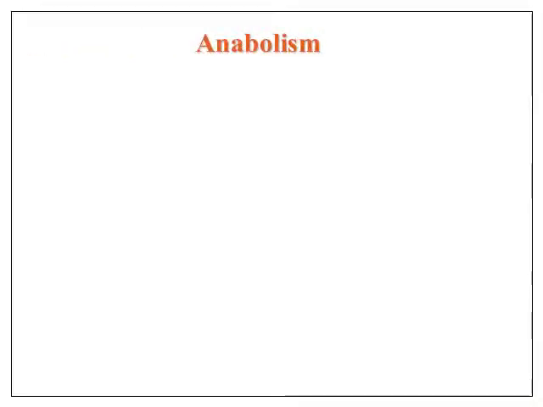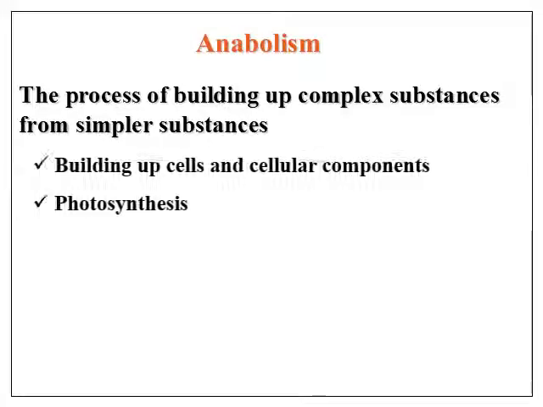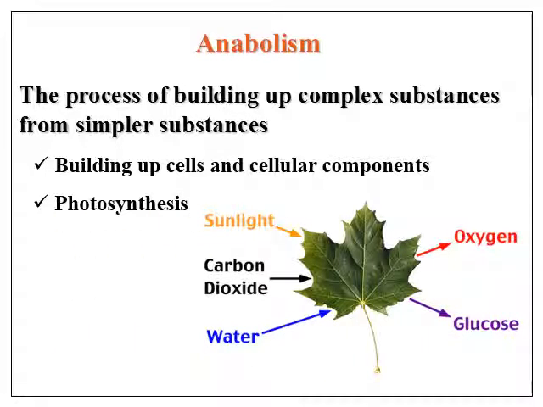So the processes of this basically break down into anabolism. Anabolism is the process of building up complex substances from simpler substances. For example, building up cells and cellular components, and the process of photosynthesis, or obtaining energy from simple things like water, CO2, and sunlight. So, like we said before, sunlight, CO2, and water go in, and it releases oxygen and glucose, a type of energy in the form of sugar.